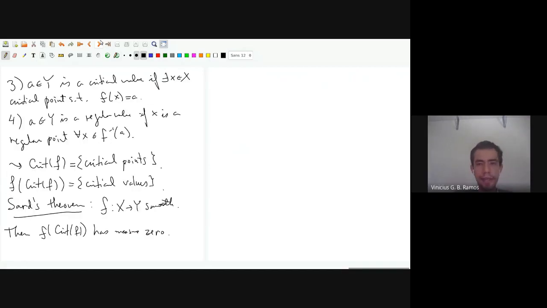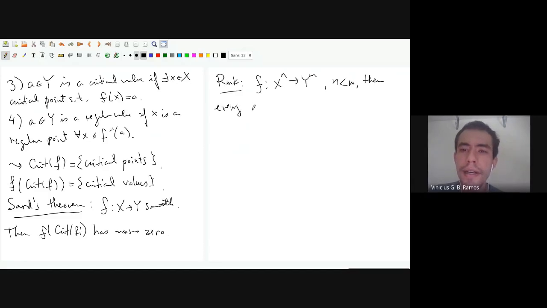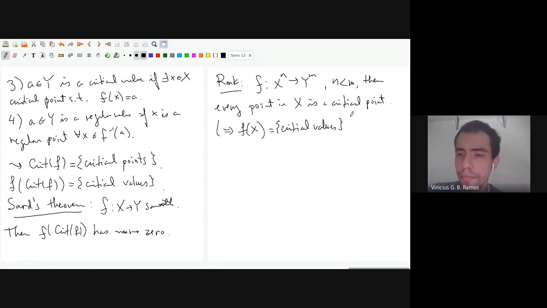Okay, so a couple of comments. Remark: using this definition, if I have a function from X^n to Y^m, and n is less than m, then every point in X is a critical point. That implies that every point in the image is a critical value, so this whole thing is a set of critical values. This is why I called the previous proposition mini-Sard, because mini-Sard says that this image has measure 0.